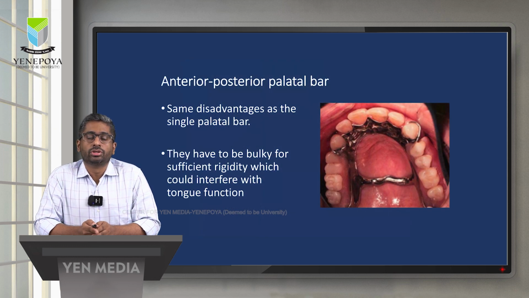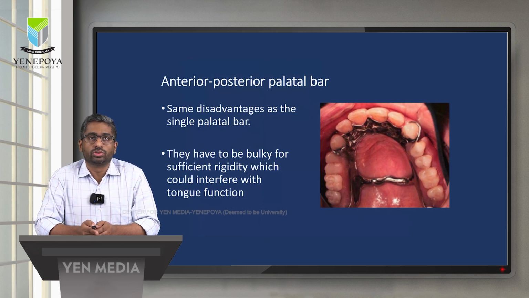Coming to some of the more commonly used ones, the anterior posterior palatal bar or the anterior posterior palatal strap. Now the same disadvantage of the palatal bar also comes over here. They have to be bulky for sufficient rigidity, which could interfere with the tongue function.